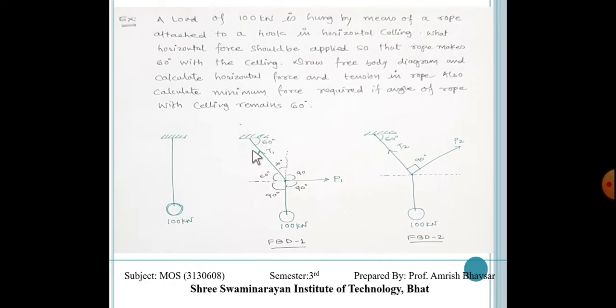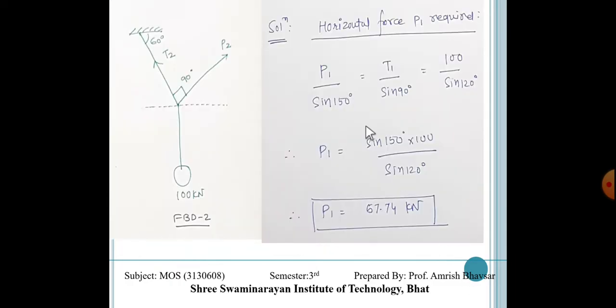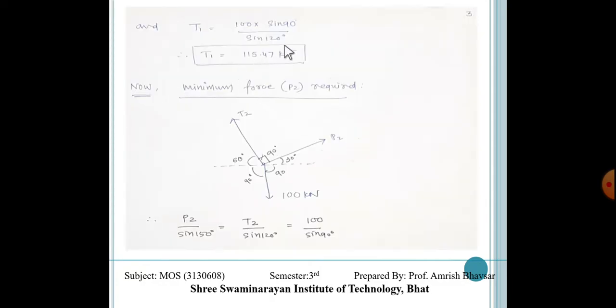So here what happens? It is 60 degrees. Here it is also 60 degrees. This is 30 degrees. This is 90, 90, 90. So again P upon sine 150 is equal to T upon sine 90 and 100 upon sine 120. From this we can calculate like this. So we are going to take a pair of these two, so we will get P1, and a pair of these two we will get T1 like this.